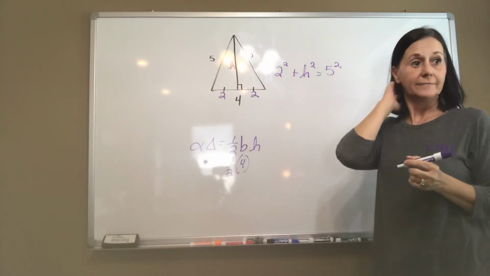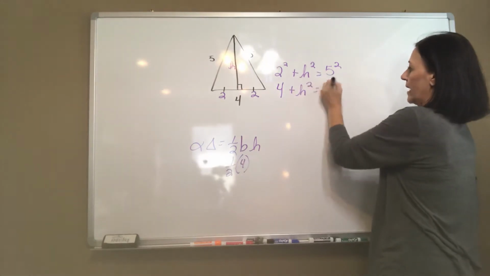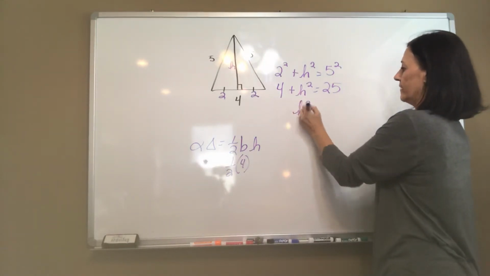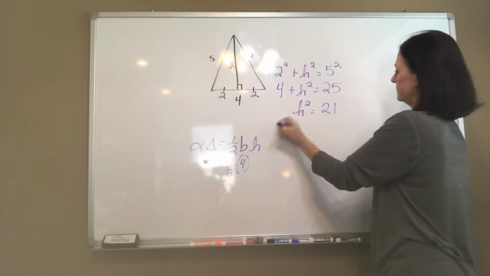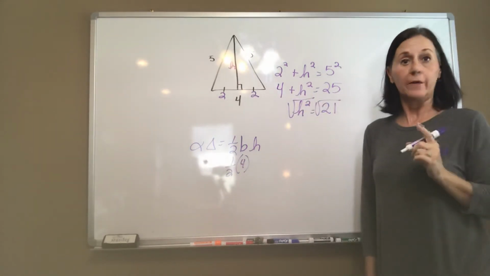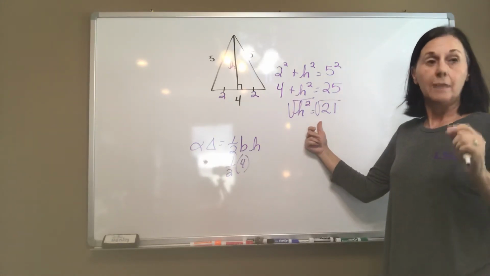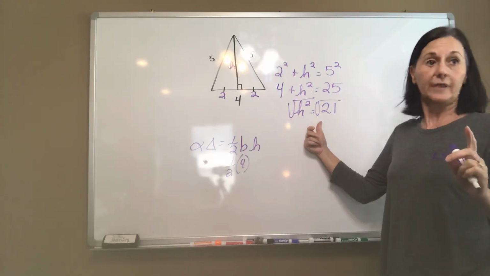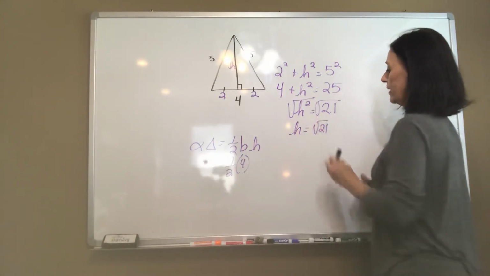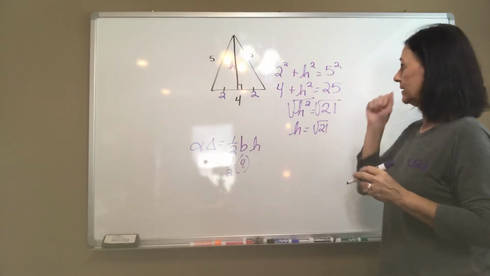Make sense so far? So we have 4 plus h squared is 25. I'll subtract 4 from both sides. We have h squared is 21. I don't want to know what h squared is. I want to know what h is, so I take the square root of both sides. Normally when we do this in a math problem, it's plus and minus, but not so when it's the length of something. It's only the positive length. So h is the square root of 21. 21 is 3 times 7. That's in its most simplified form.